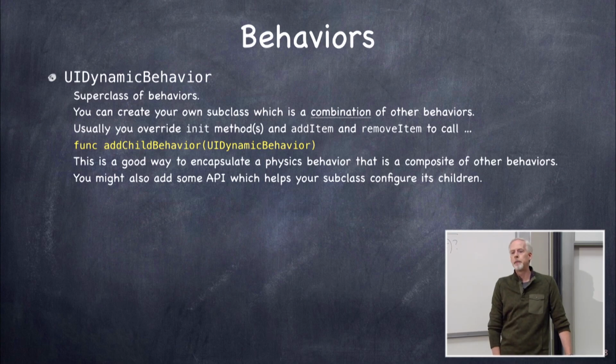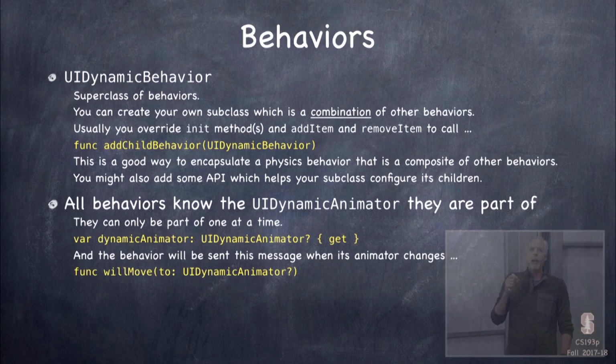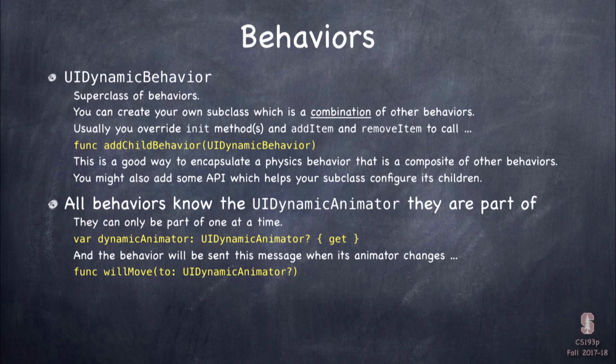Very simple. UI dynamic behavior also has a var in it called dynamic animator. That is the animator you are currently being animated by, if any. So you can look at this to find out, is this behavior currently being animated, or is it not being animated? And if it is being animated, by whom? It'll even send you a message, will move to animator, when you switch to a different animator, usually when you go from not being animated to being animated, or vice versa.